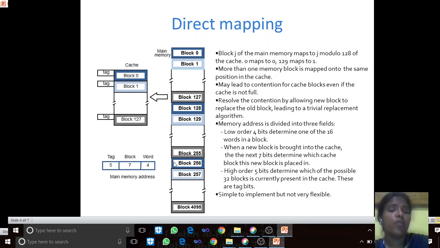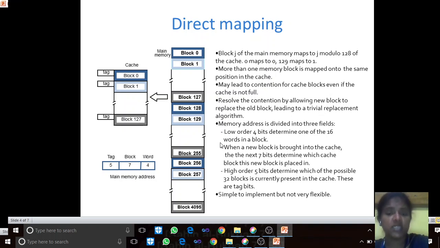That means block 256 and block 0 can be placed only in block 0 as per direct mapping. Even though the other cache blocks are free, it cannot be mapped there. In order to resolve the contention, the old block can be replaced with a new block. It will lead to a complex replacement algorithm.